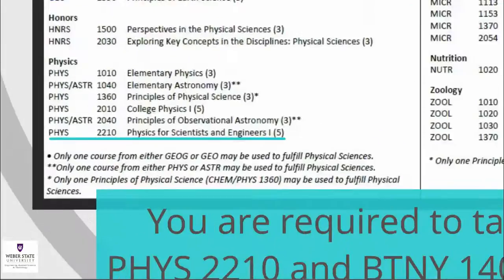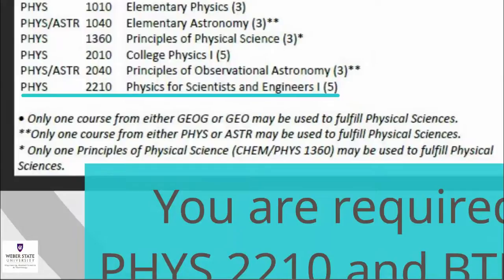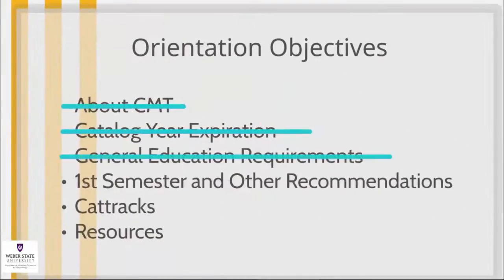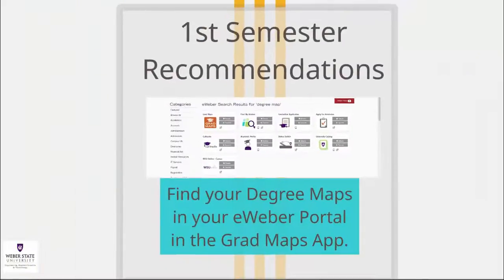Please note, only one course from either Geography or Geosciences, and only one course from either Physics or Astrology may be used to fulfill the physical science requirement. This completes the general education breadth requirements.